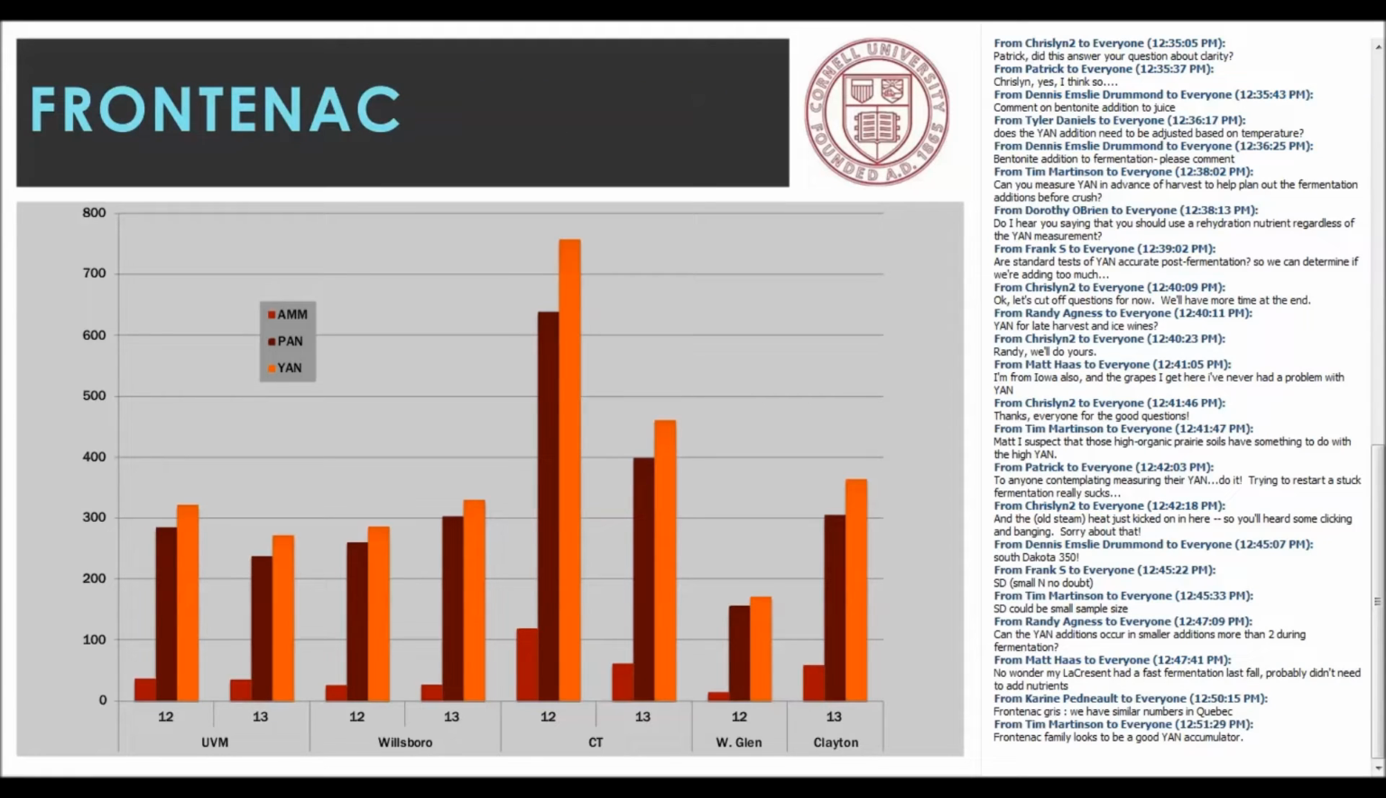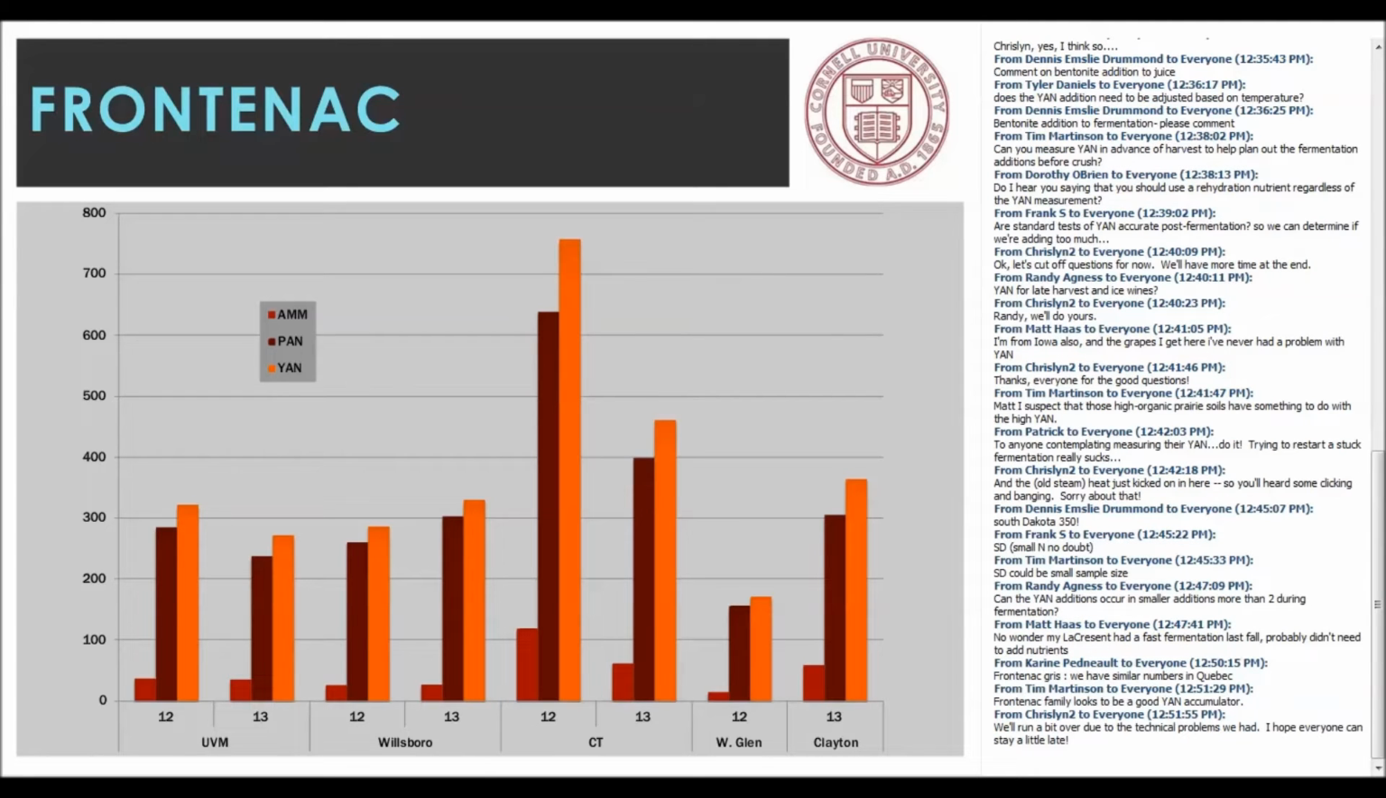So if we could look at our comparative New York numbers, you can see that. And by the way, I should mention that Amanda's numbers are all from 2011. So it's a different year than the ones that I'm showing you from New York. The Frontenac numbers in the Northeast, looking from left to right, we have University of Vermont, our Willsboro trial site, Connecticut, that Watkins Glen site that she tested as well, and then our Clayton site up north.